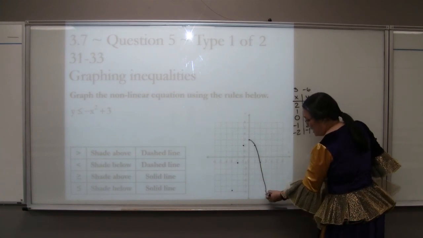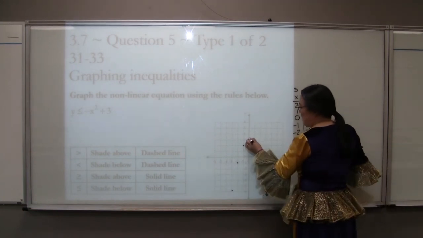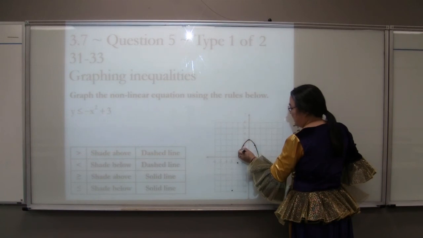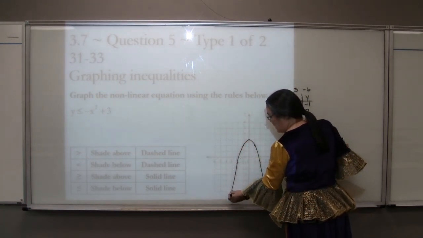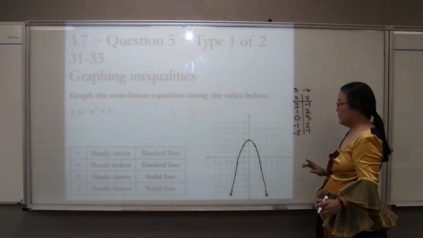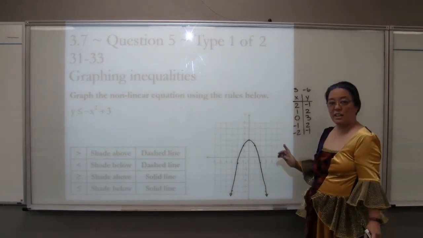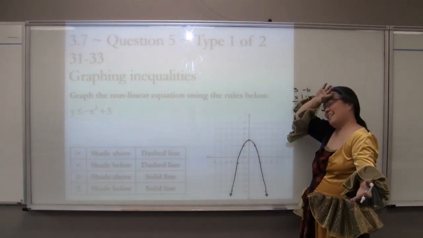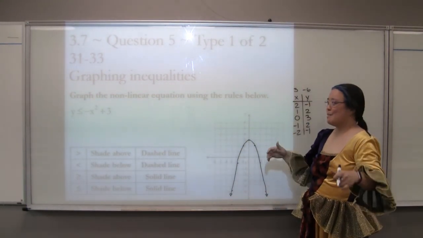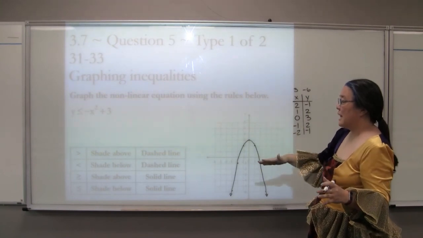whee, hitting all the points, arrows at the end, slightly past the edges, and the other way, whee, arrows at the edges, slightly past the edges. Now, I forgot to check. Is this supposed to be solid or dashed? It has a bar under it. It's supposed to be solid. Good job. All right, now it says less than.